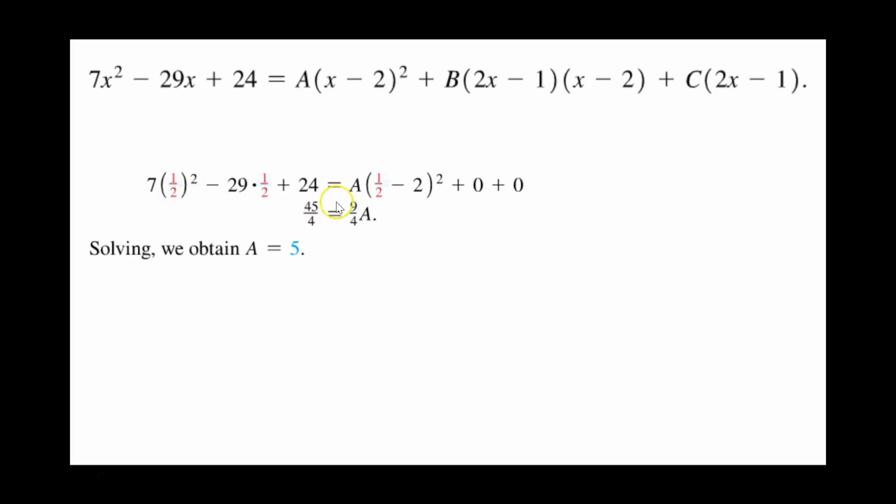So once I plug it in here, do the math, squaring it, times-ing it, we get 45 over 4. And then if I do it here, I'm getting 9 over 4 a. So these are being multiplied together, take this over by dividing, and we get a equals 5.